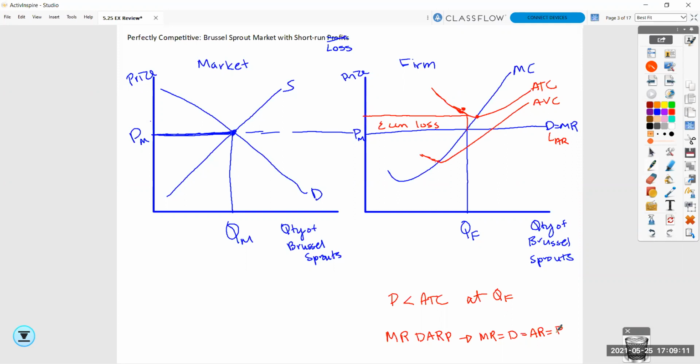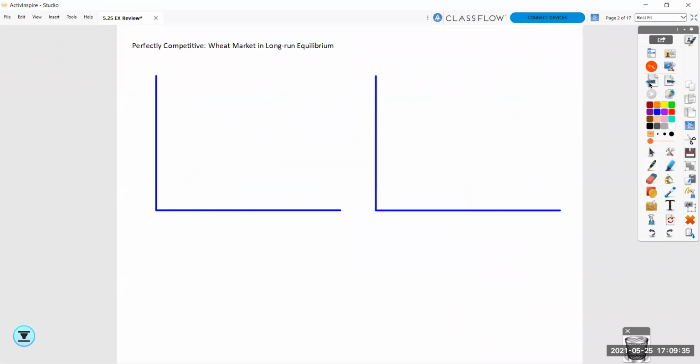Yes, Camilla just asked, do you only need the average variable cost when there's an economic loss? And the answer is yes. If it's at long run equilibrium or there's an economic profit, there's no need for it. The only purpose of the average variable cost curve is to help determine whether the firm should shut down or continue to produce.